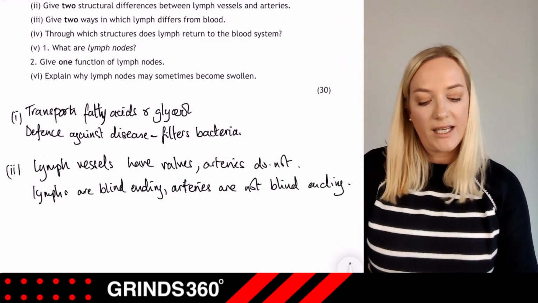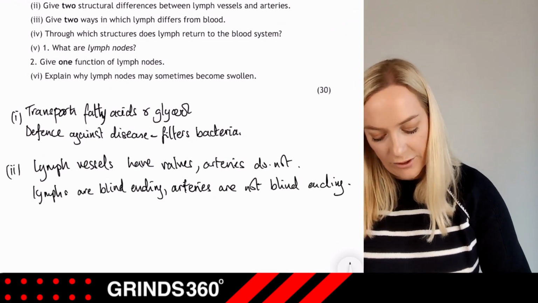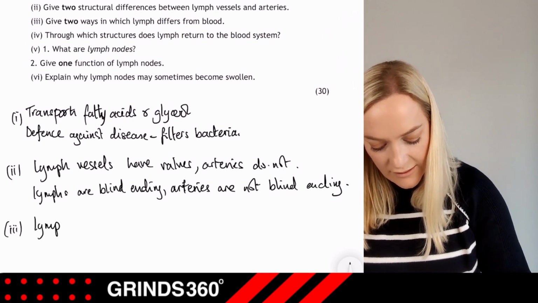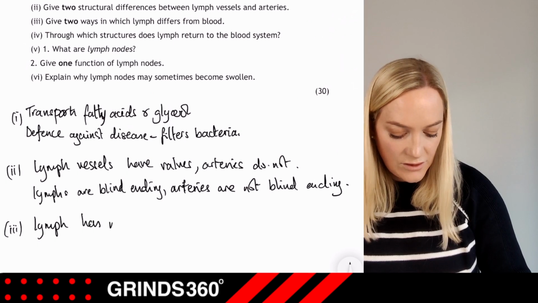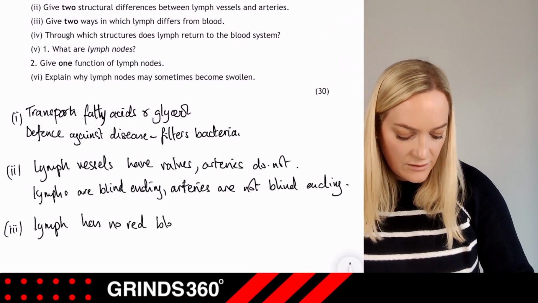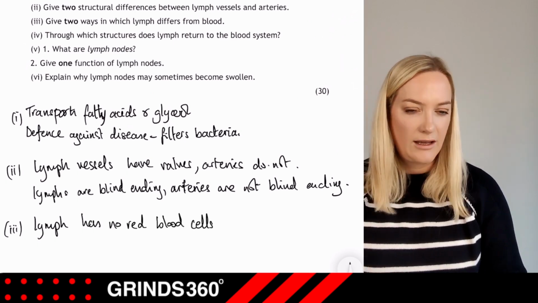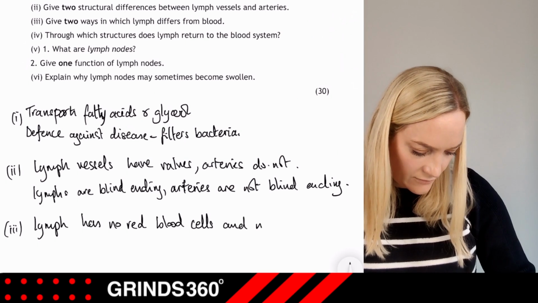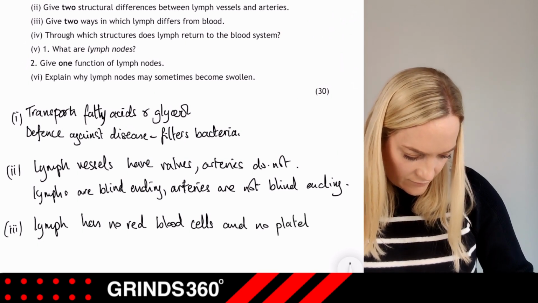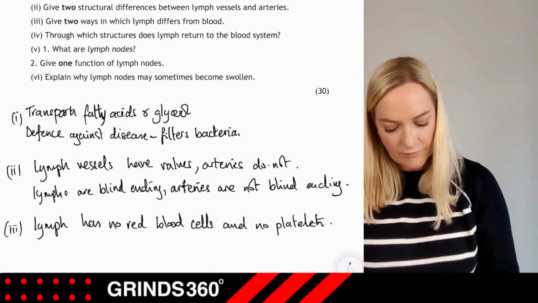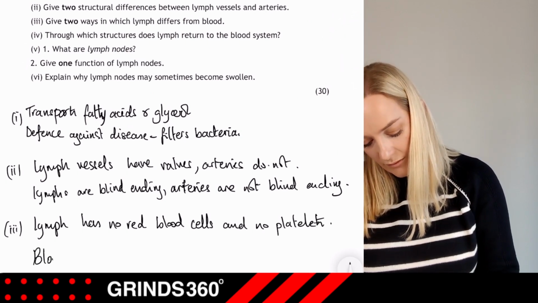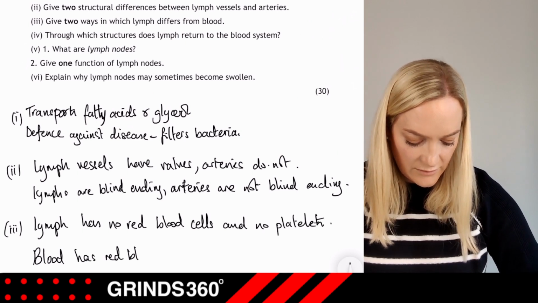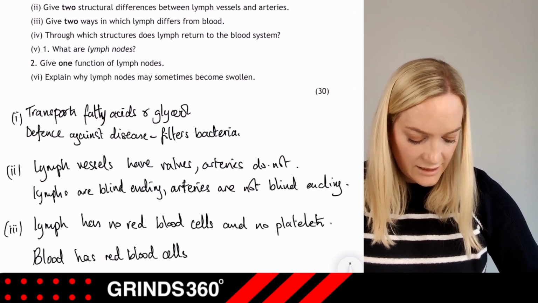Okay, give two ways in which lymph differs from blood. The main one we know is lymph has no red blood cells and no platelets. Blood has red blood cells and platelets.